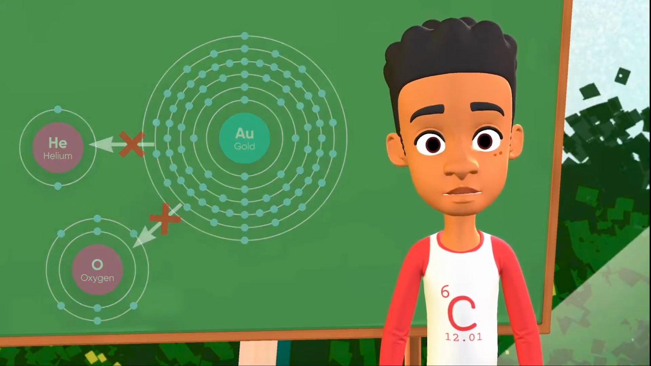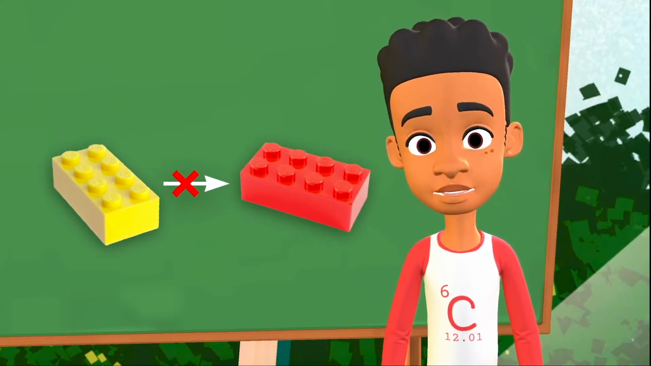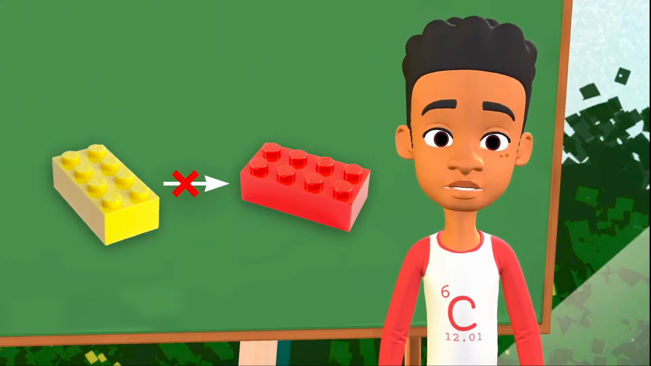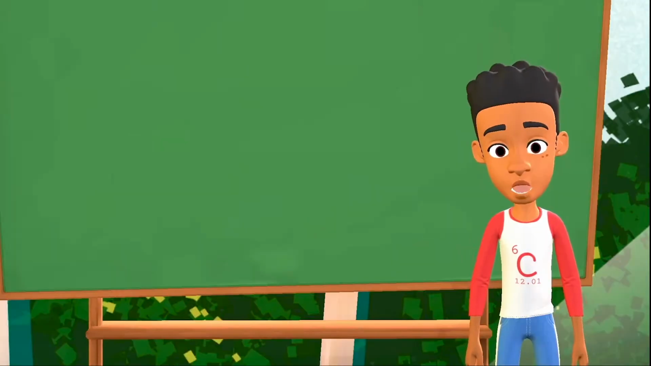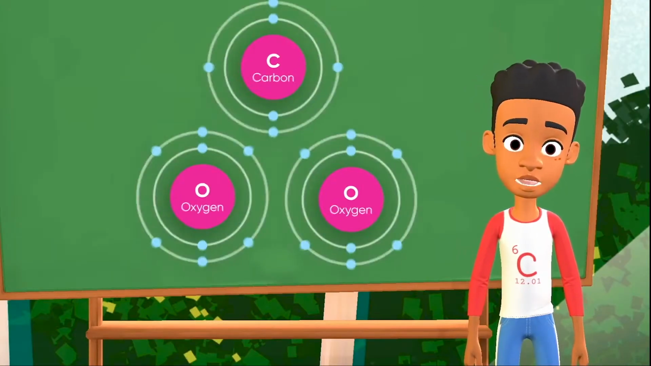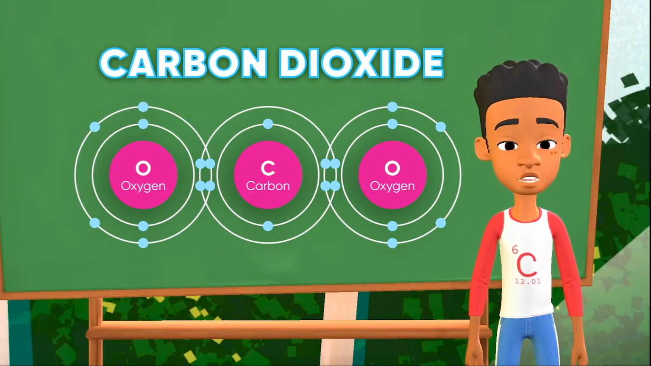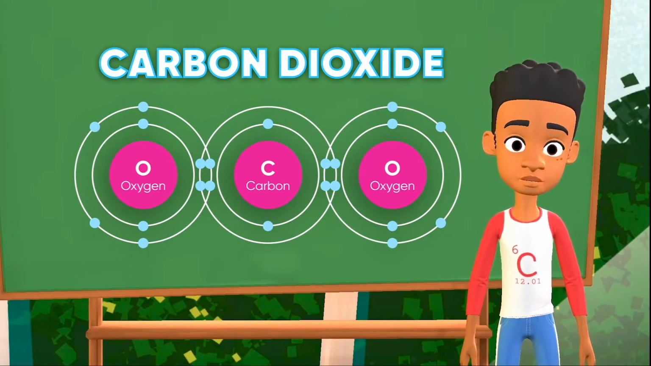It's the same way you can't make a yellow Lego piece turn into a red Lego piece, unless you paint them, but you can't paint elements, unfortunately. You can combine individual pieces to make bigger structures. For example, you can combine carbon and oxygen to make carbon dioxide, but you can't make carbon turn into oxygen or oxygen turn into carbon, because these two elements have different numbers of protons in the nuclei of their atoms.